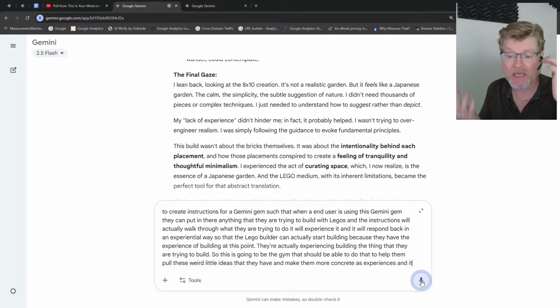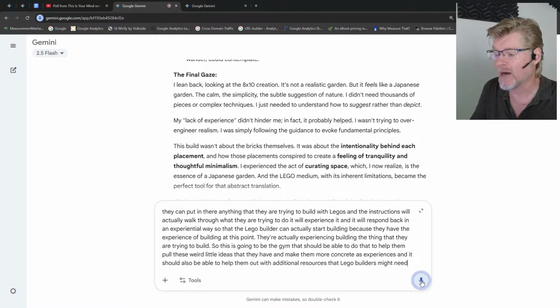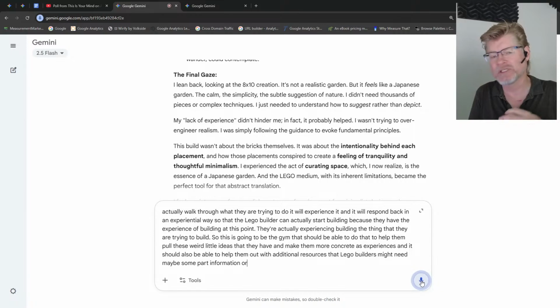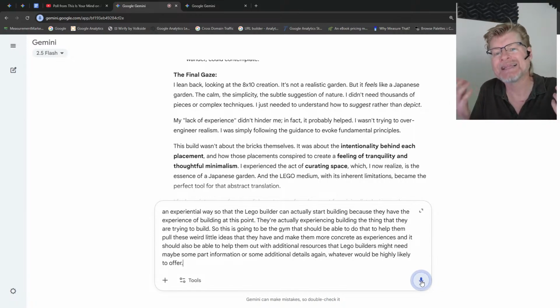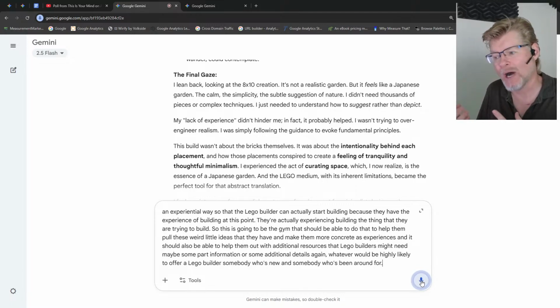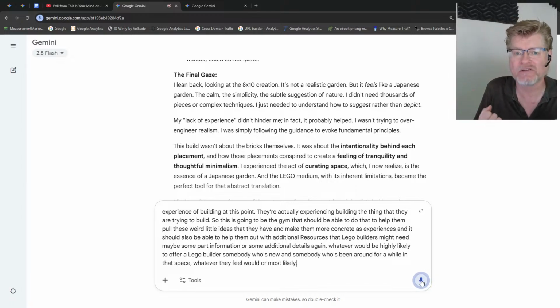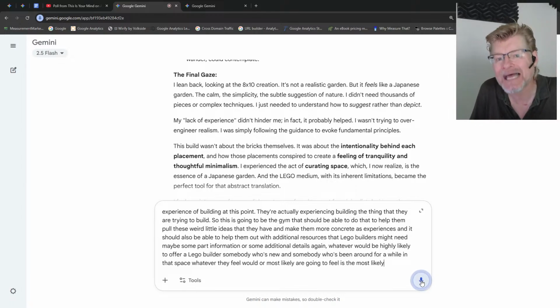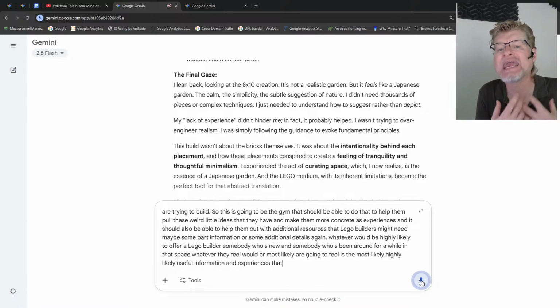And it should also be able to help them out with additional resources that Lego builders might need, maybe some part information or some additional details. Again, whatever would be highly likely to offer a Lego builder, somebody who's new and somebody who's been around for a while in that space, whatever they feel would, or most likely are going to feel, is the highly likely useful information and experiences that they would need.